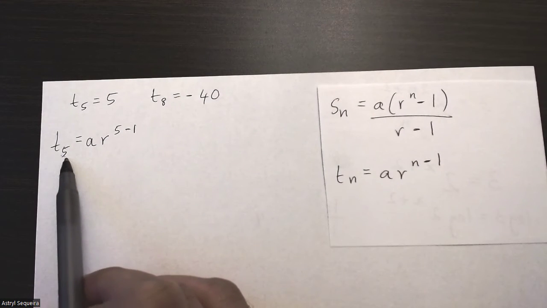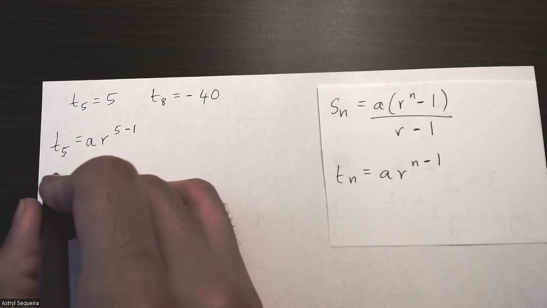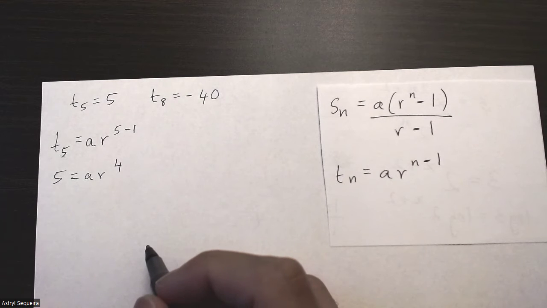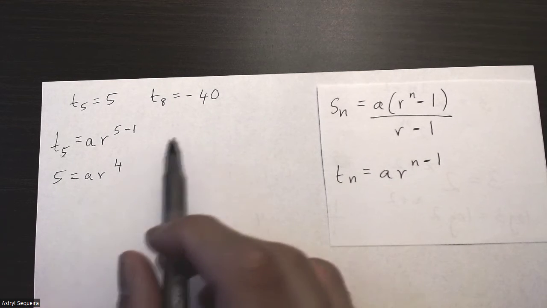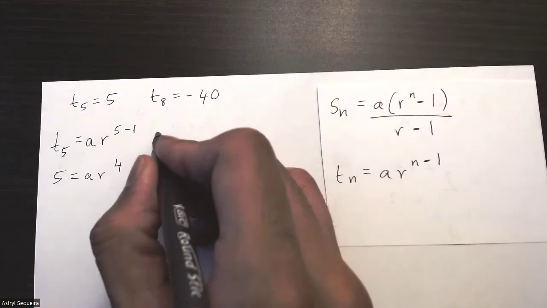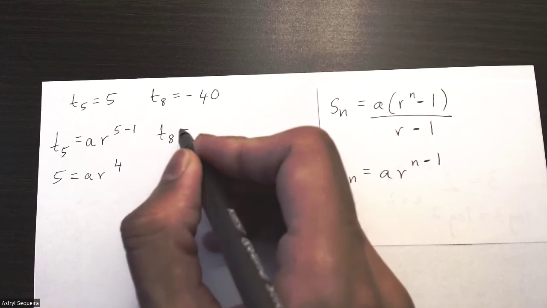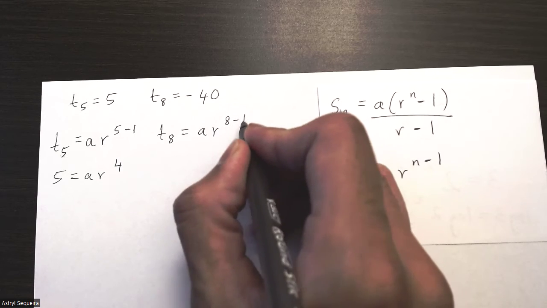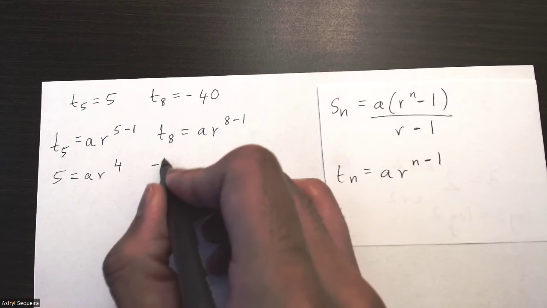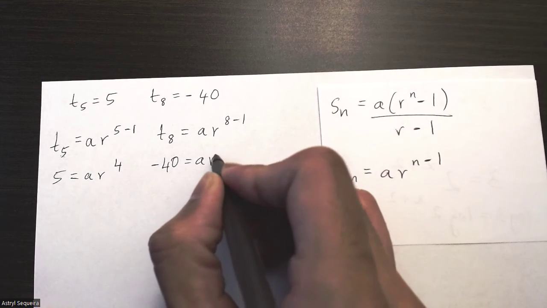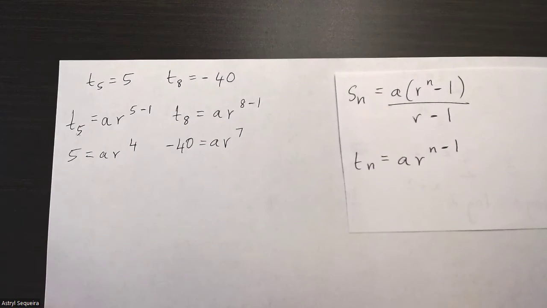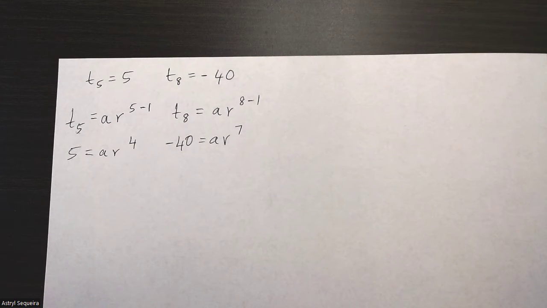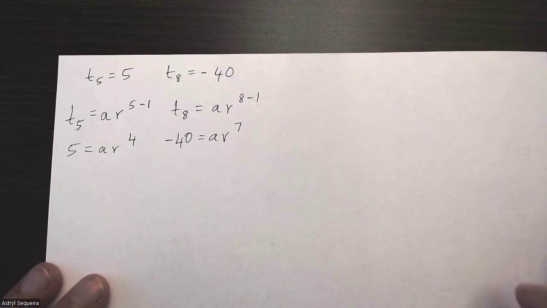Then I know I can replace T5 with 5. So 5 equals to A R to the power of 4. Can't solve this equation because I have two variables. So let me do the same thing for my second equation. I'll sub it in my general term. So T8 equals to A R 8 minus 1. T8 is negative 40. 8 minus 1 is 7. So now I have two equations and I have two variables I can solve using substitution or elimination.